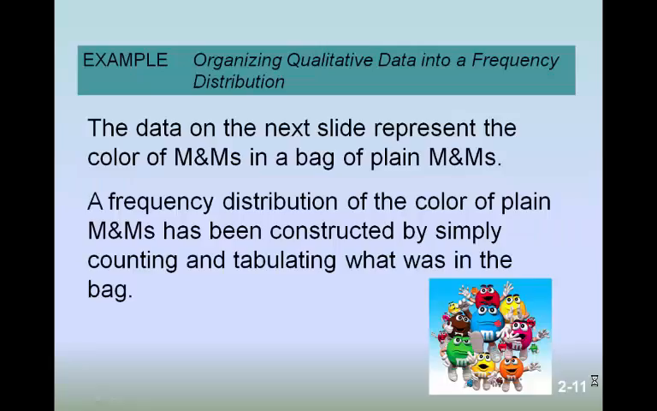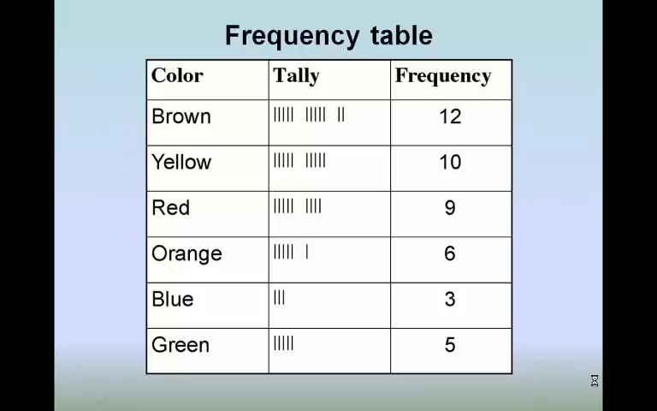We're going to work with M&Ms in this example. The data on the next slide represent the color of M&Ms in a bag of plain M&Ms. If we were in a classroom, I would give you a bag of M&Ms and you could conduct this study yourself. A frequency distribution of the color of plain M&Ms has been constructed by simply counting and tabulating what was in the bag. The bag had brown, yellow, red, orange, blue, and green M&Ms.